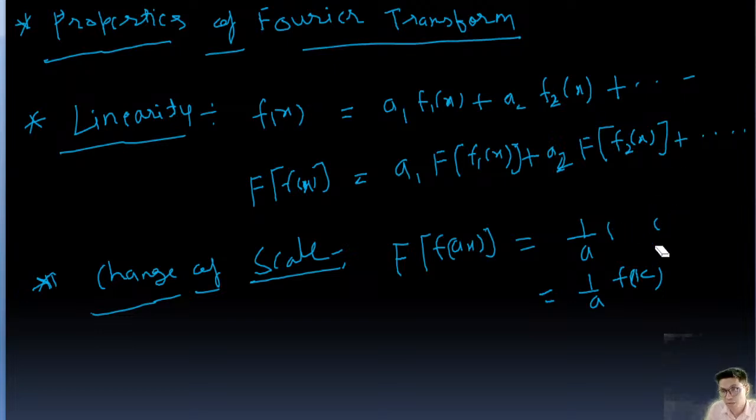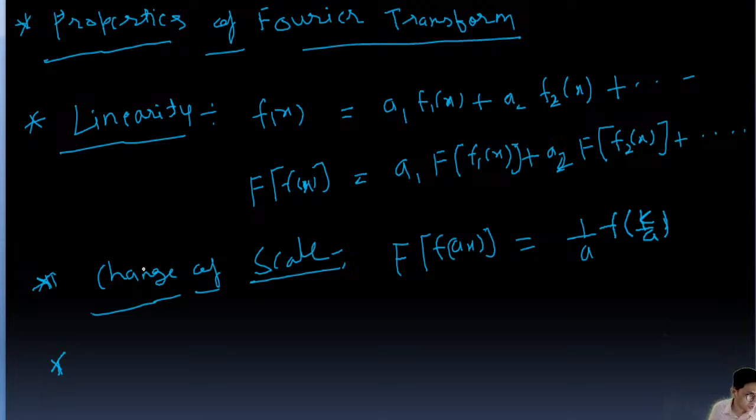This one is a mistake. So this is going to be 1 upon a Fourier transform of k upon a. Okay, Fourier transform of k upon a. So this is the property.